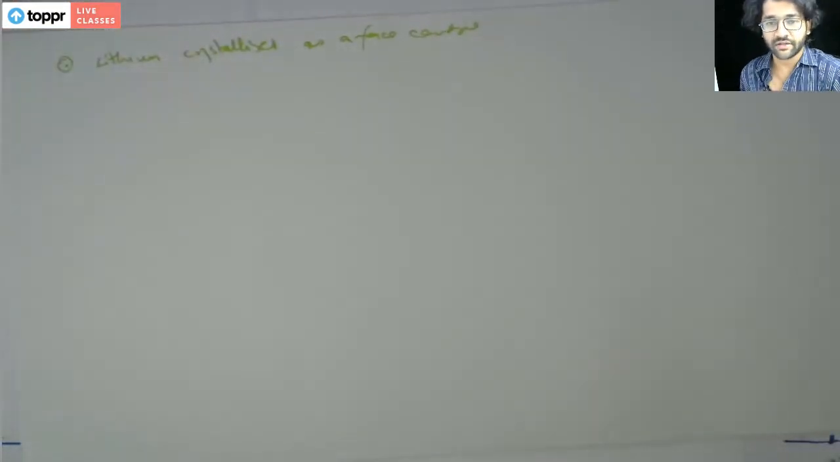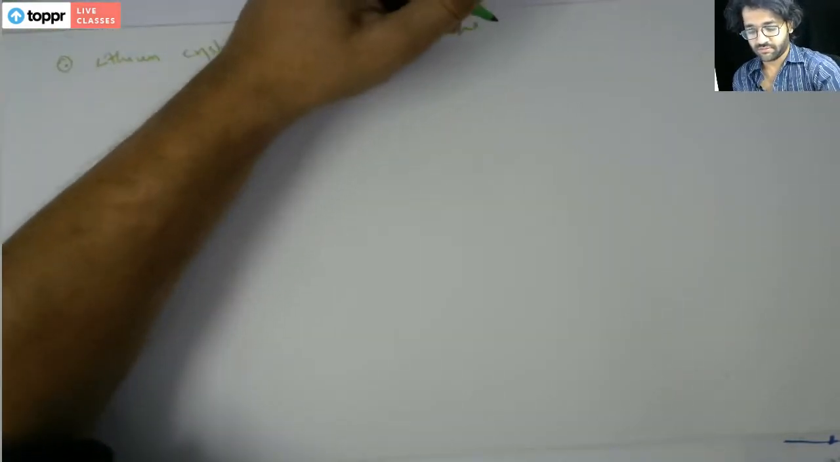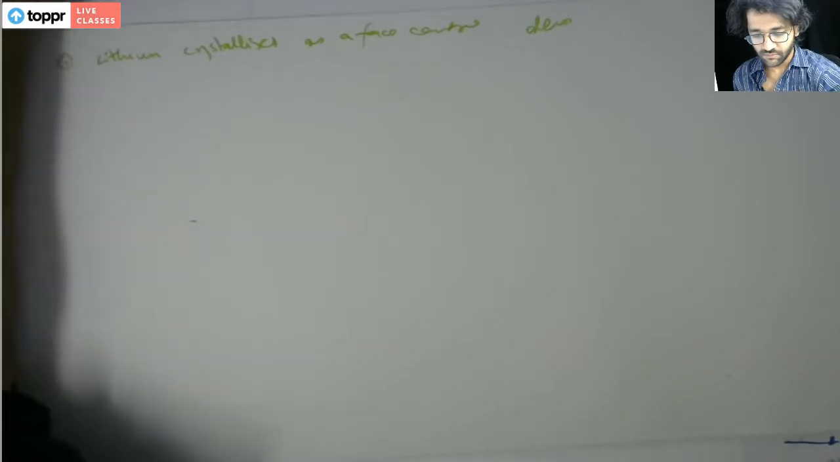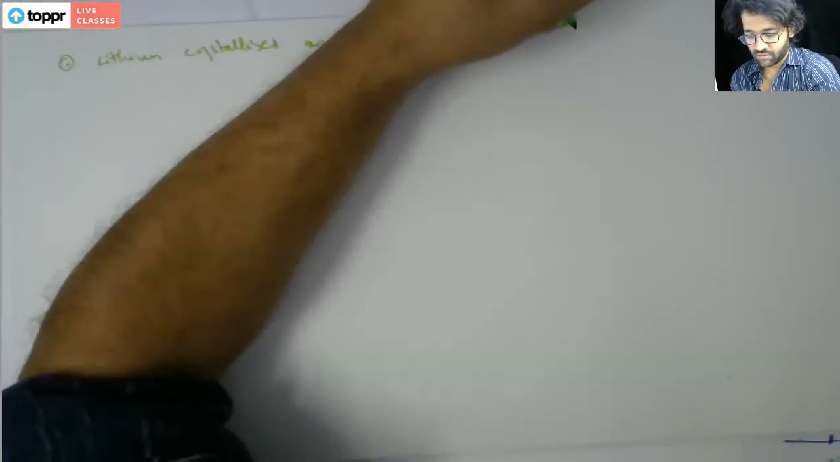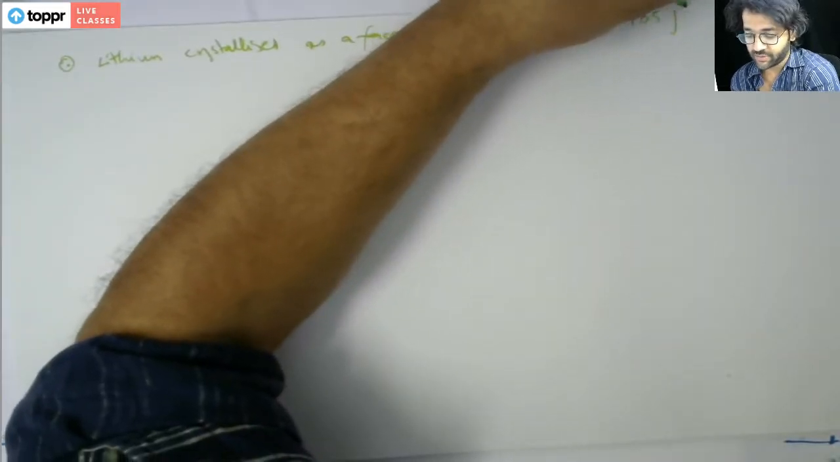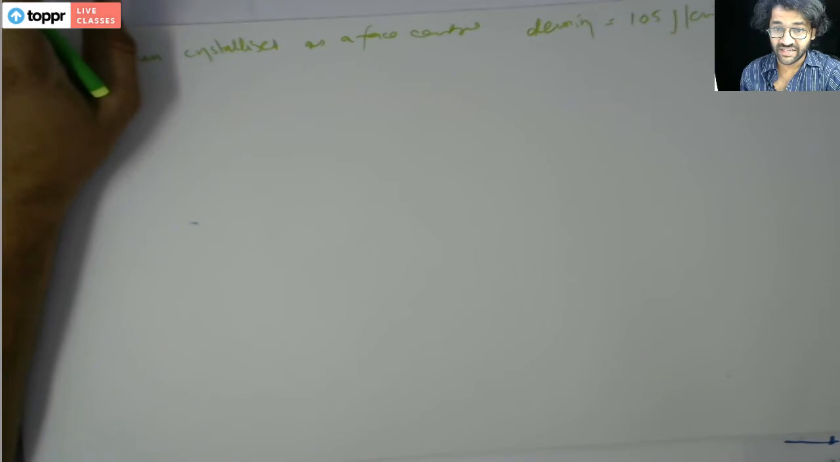We have a lithium. Yeah, one more thing, simply. So here we have lithium that crystallizes as a face centered unit cell, right? And we are given the density of it. So density is given to us as 105 gram per centimeter cube. Now what we want to calculate is edge length.